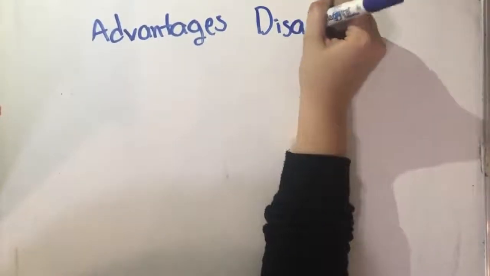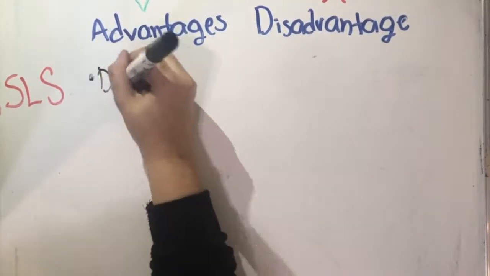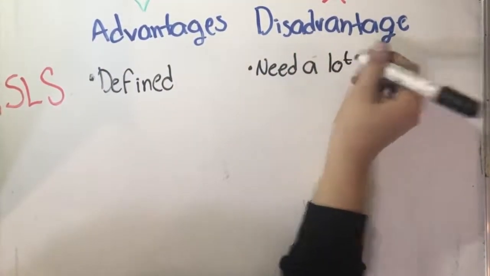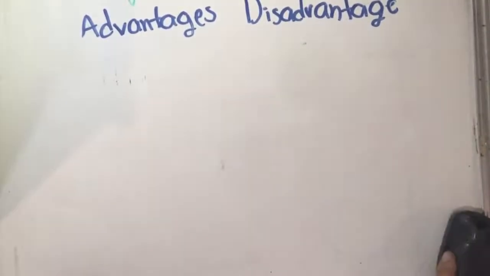First of all, some advantages of static light scattering are that the results are well defined and they do not depend on an empirical correlation. Some disadvantages of SLS are that the sample preparation needs a lot of precaution and it has time-consuming measurements.